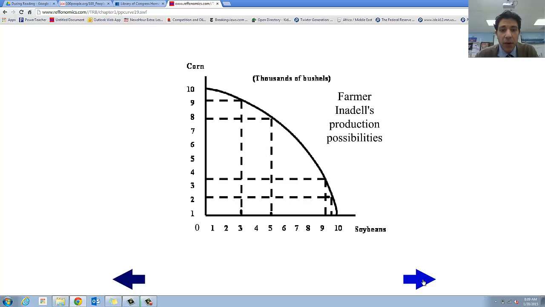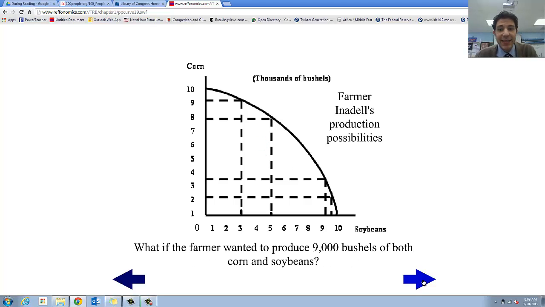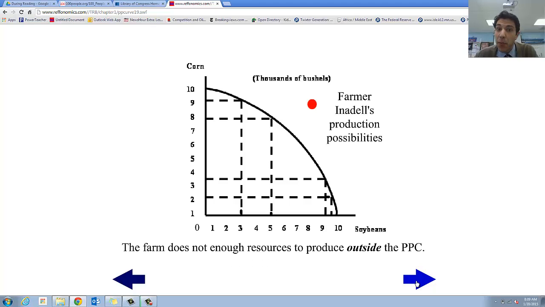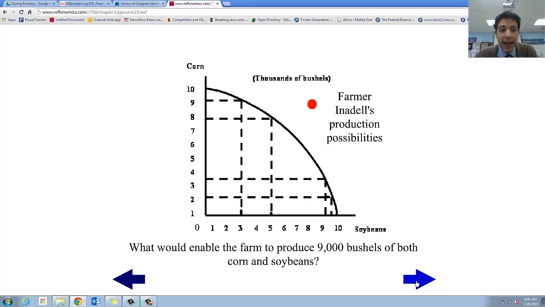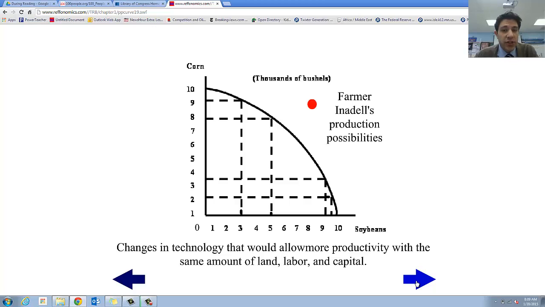Okay, but what if we produce 9,000 of both? 9,000 soybeans, come up to 9,000. Now we're outside the line. Let me show the dot here in a second. Okay, that's okay, but we can't do it. All right, that's outside the line. Now what does this mean? We're unable. When would we be able to? If we change our technology. And if we change technology, that would allow more productivity with the same amount of land, labor, and capital.